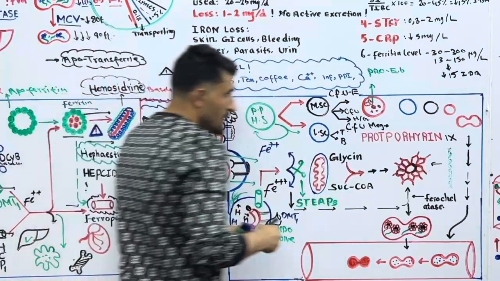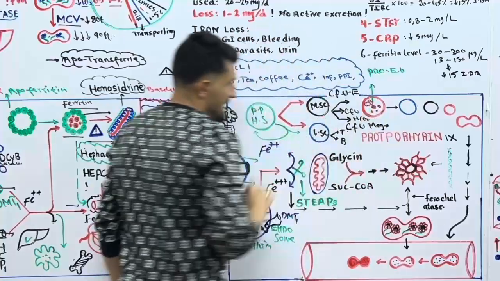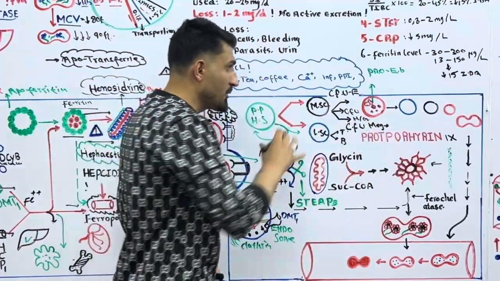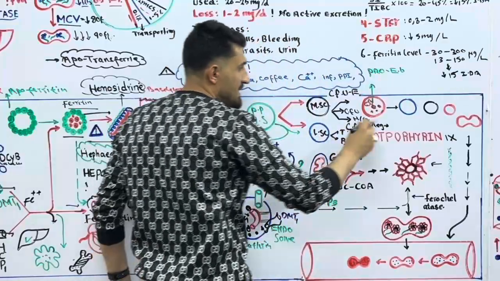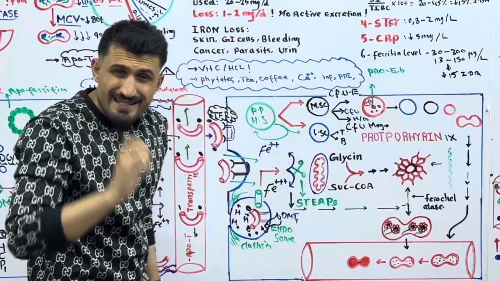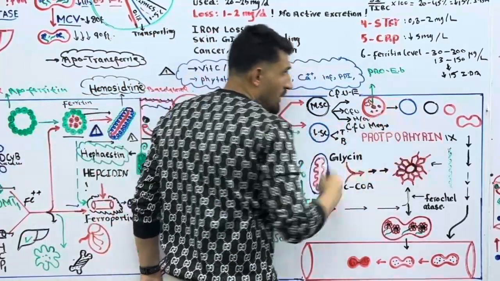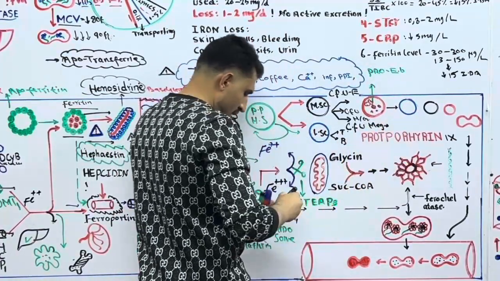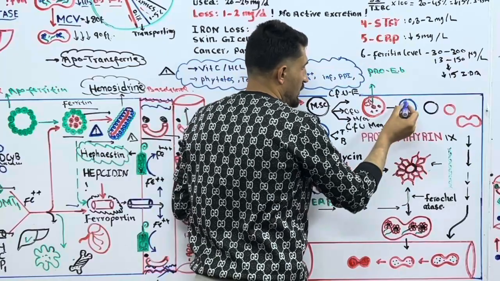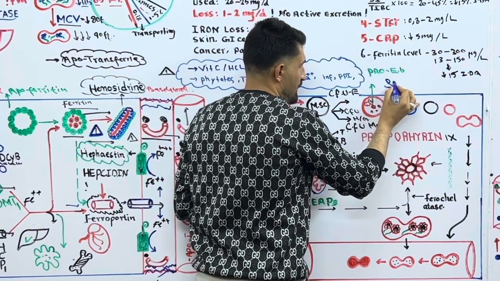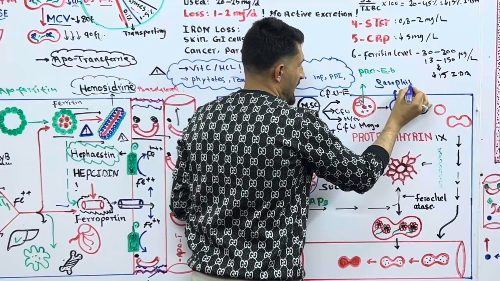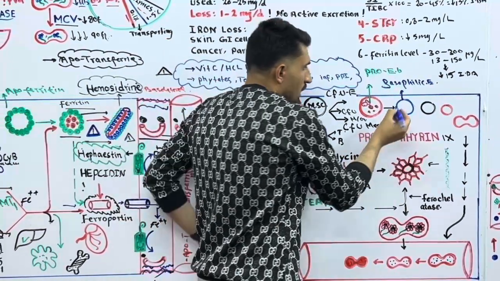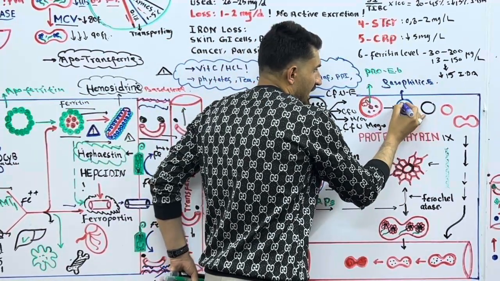Now this proerythroblast is then converted to another type of cell. I'm going to make one RBC, okay. This blue one is called basophilic erythroblast. Basophilic erythroblast. It means we now have a lot of RNAs here.